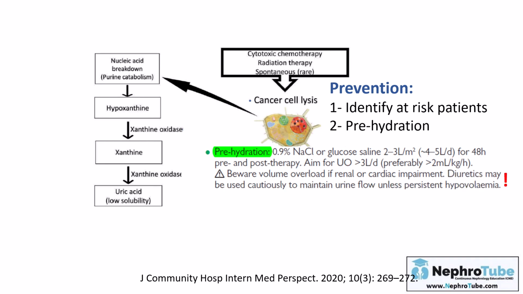Regarding the use of diuretics, can we use diuretics to maintain urine flow in these patients? Actually, some books write that you can use diuretics to maintain urine flow for prevention of tumor lysis syndrome, but it is better to avoid them because diuretics acidify urine, and acidification of urine will increase uric acid precipitation and increase the risk of tumor lysis syndrome. So it's better to avoid the use of diuretics.